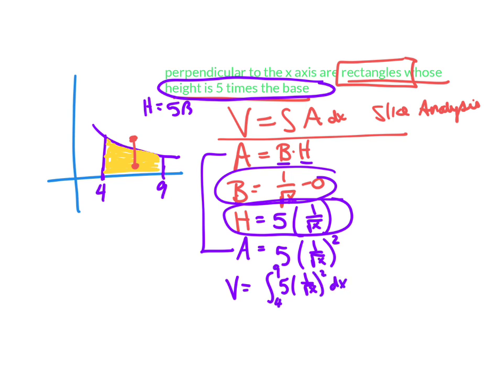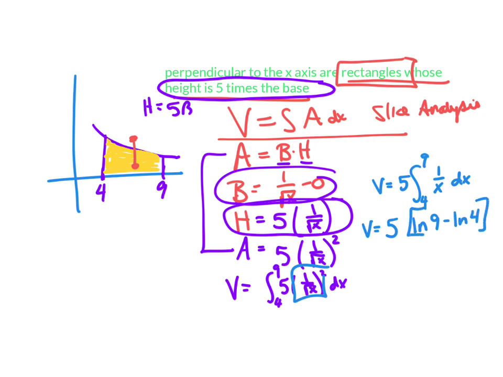to 9. And I'm going to go ahead and clean this up. I'm going to say that volume is really 5, pull that 5 out as the coefficient, from 4 to 9. When I square that 1 over radical x, I just get 1 over x dx. So this integral, like I said, is very simple. I'm going to get 5. When I integrate 1 over x, that's really the ln, upper minus lower. The ln of 9 minus the ln of 4, and it's 5 times that quantity.